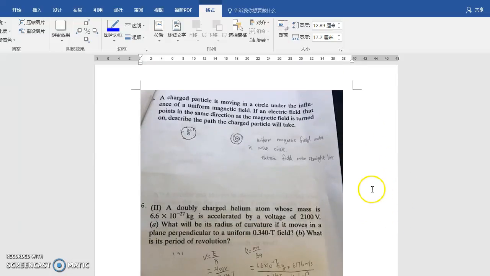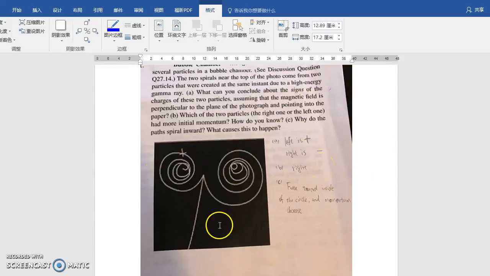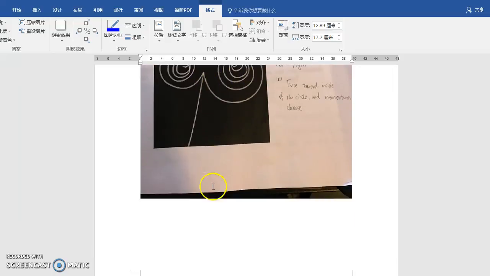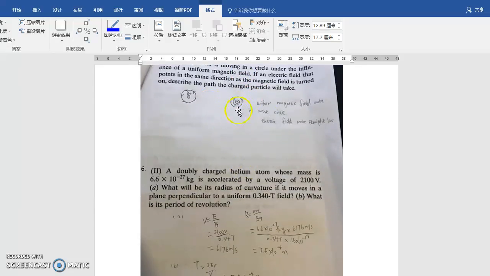And question 5 is about a particle moving in a circle under the influence of a uniform magnetic field. It's pretty simple, like question 1. The magnetic field makes it move in a circle, and the electric field makes it move in a straight line. So we'll form the path like question 1, 2. It's a spiral inward.